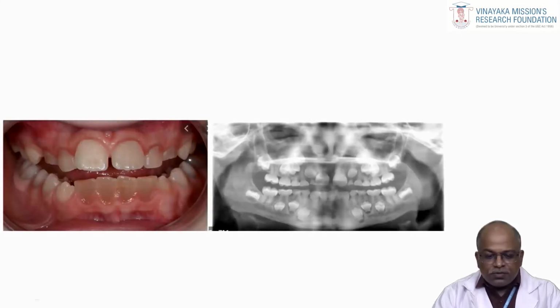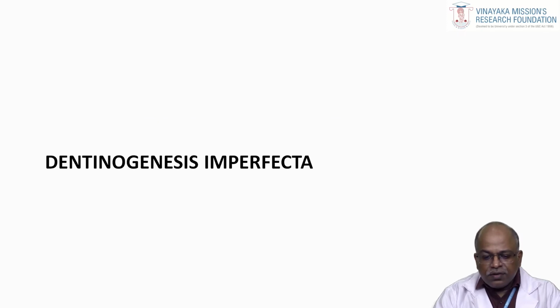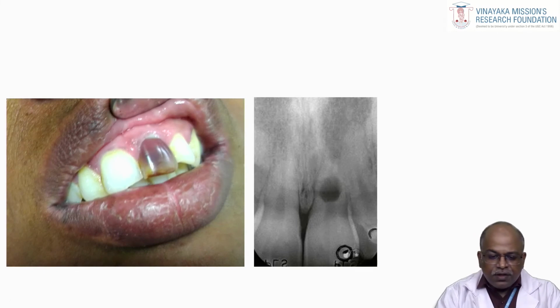This case also presented with similar brownish discoloration, but the enamel contrast remains intact in the orthopantomograph. This is a hereditary condition affecting the dentin called dentinogenesis imperfecta.